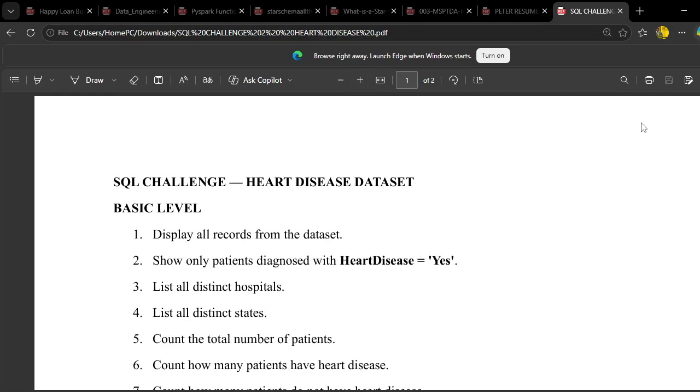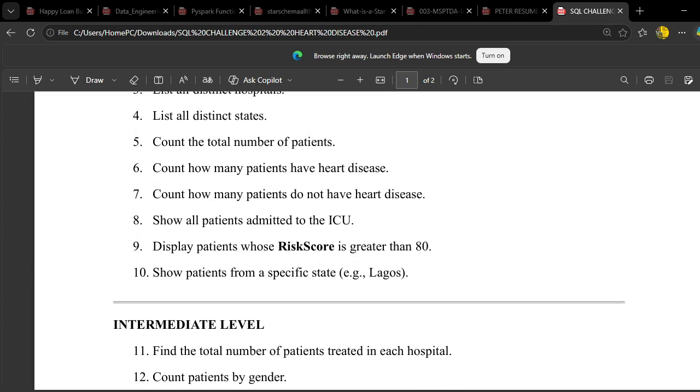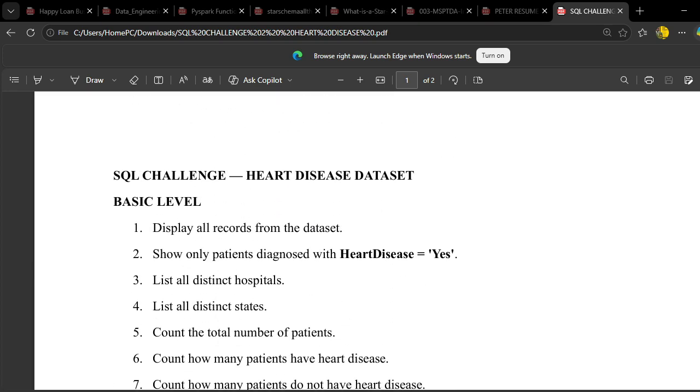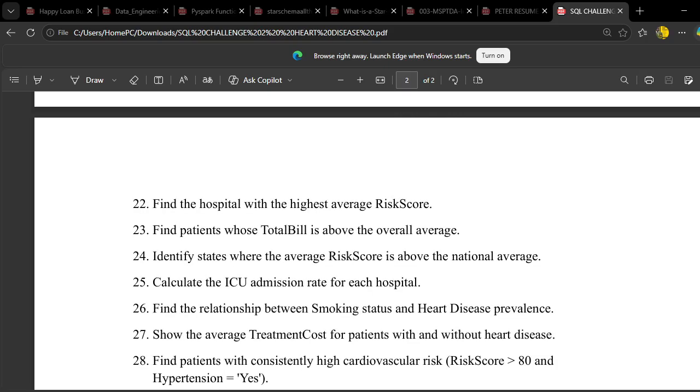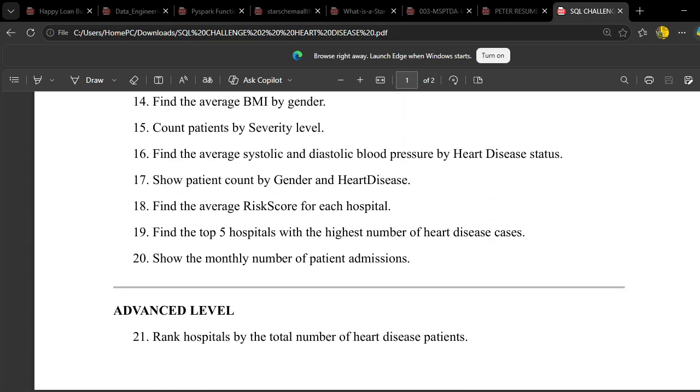This is the Heart Disease Dataset. The questions for the basics say: display all the records from the dataset, show all the patients diagnosed with heart disease, list all distinct hospitals, list all distinct states, count the number of patients, and many more.